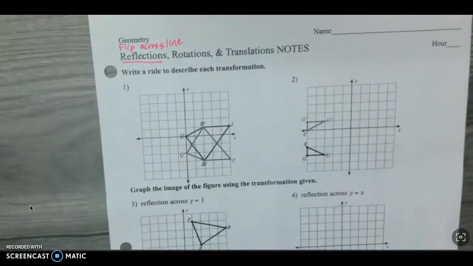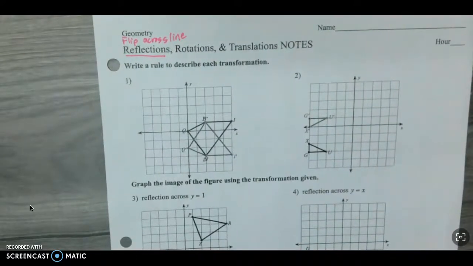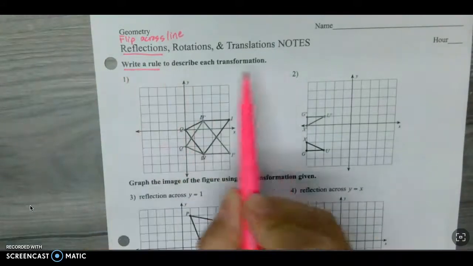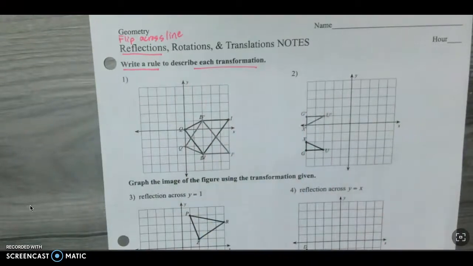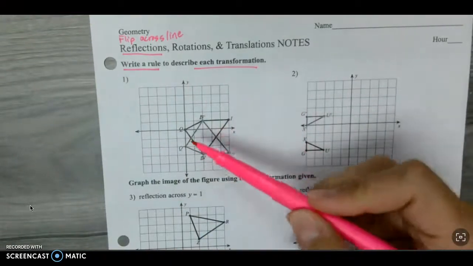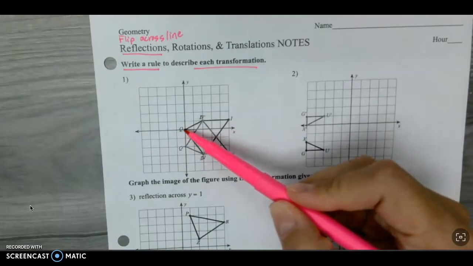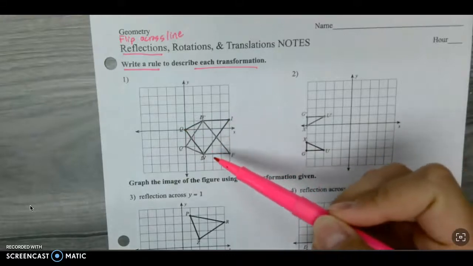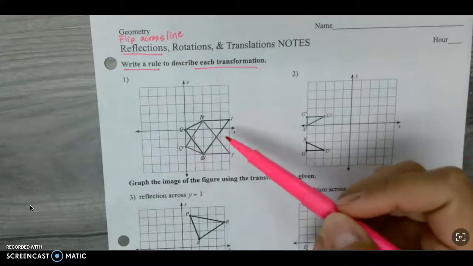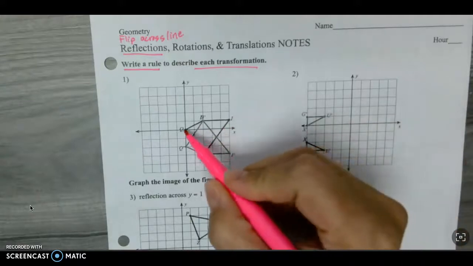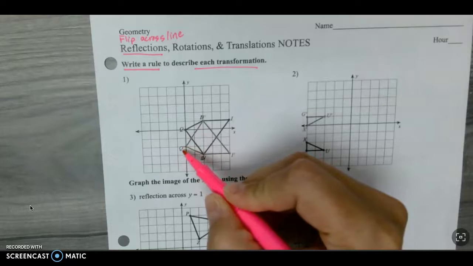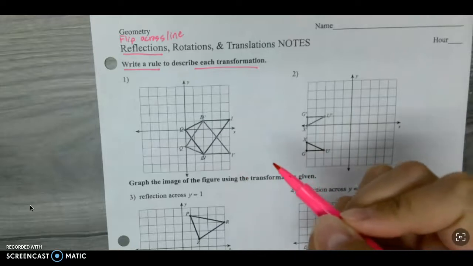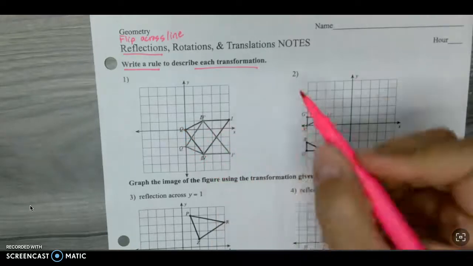Okay? And so when we look at number 1, we want to identify what is the line of reflection. So it tells us here to write a rule to describe each transformation. Well, this happens to be a reflection because it's a flip. And we always look at the original figure, which is QID, I think QID, and its reflection will be Q prime, D prime, I prime. Okay, so that's how we tell which one's the original. The original has no tick mark.